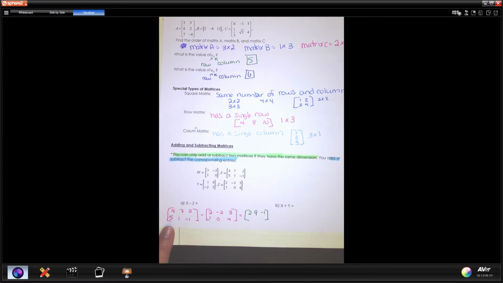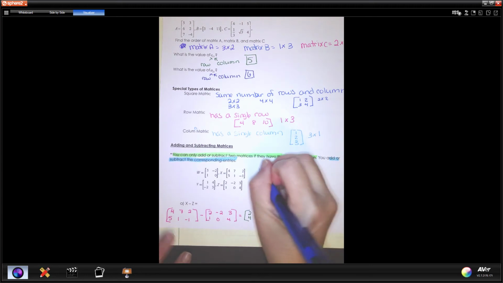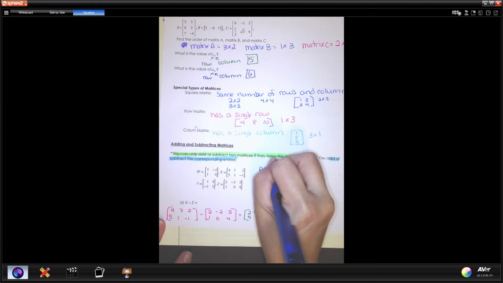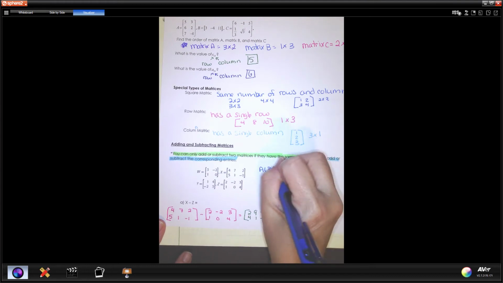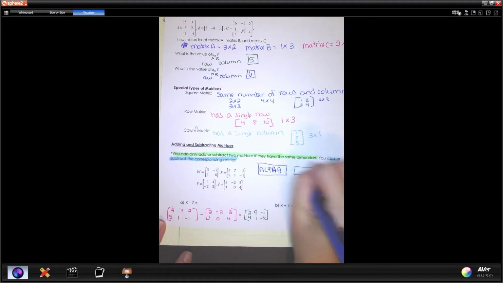And then we're going to go ahead and do our very last row. 5 minus 1 is 4. 1 minus 0 is 1. -1 minus 4 is -5. We could also, if you recall, put our matrices in our calculators. And in order for us to do that, we need to use our alpha, zoom function.